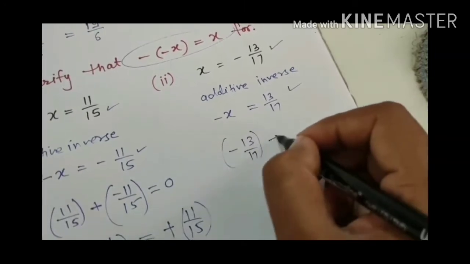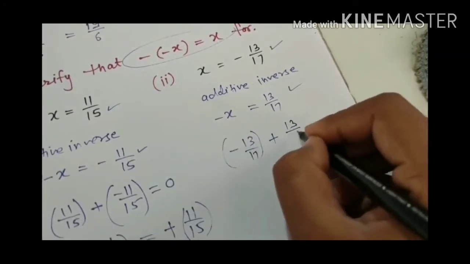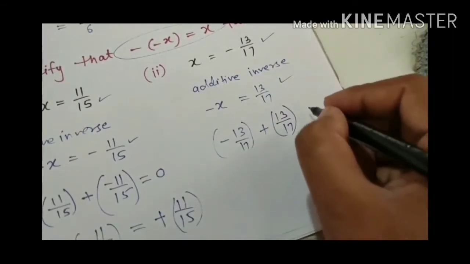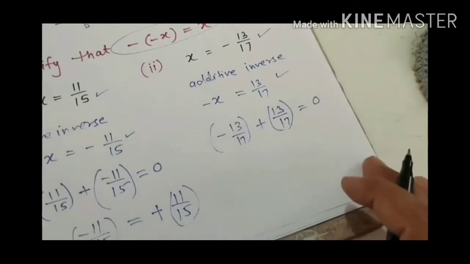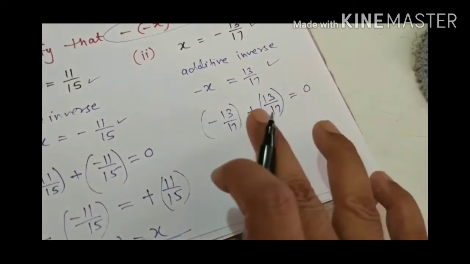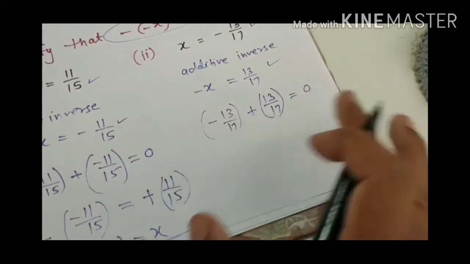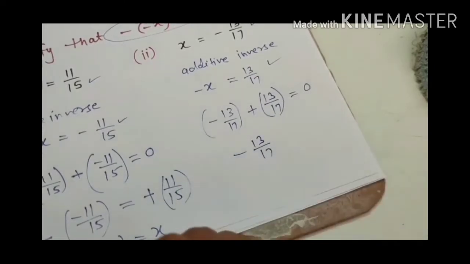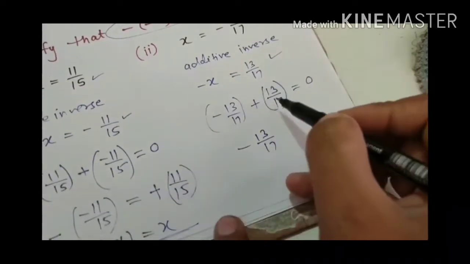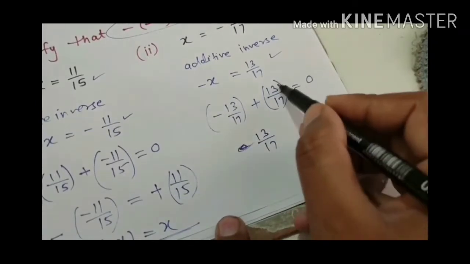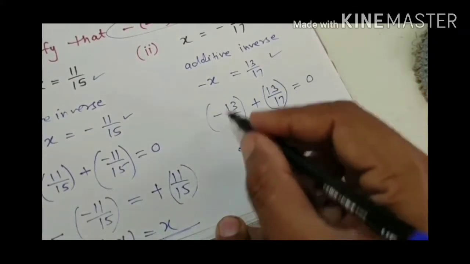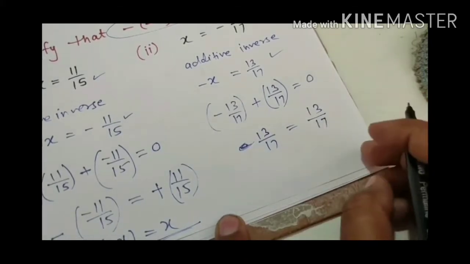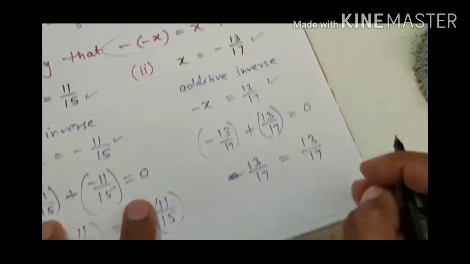Minus 13 by 17 plus 13 by 17. If you add these two numbers, you will get 0. Now what we can do, we can send one number to that side. Let's send 13 by 17 to the other side, so this will be plus 13 by 17. Now both the sides, the numbers are equal.